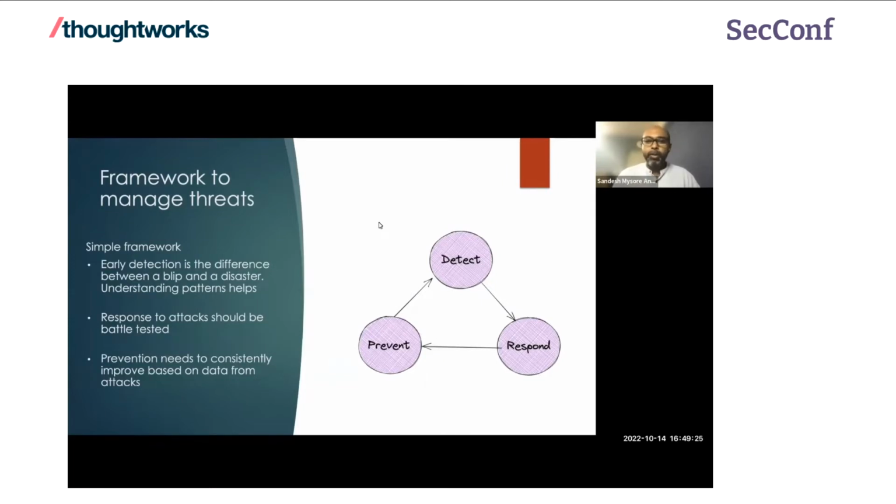So, a simple way of thinking about managing critical threats, like DDoS, data exfil, etc., is to think of detect, respond, and prevent, right? So, when an attack happens, early detection is everything, right? Detecting a DDoS attack within a few seconds is the difference between a little bit of a blip here and there versus an absolute disaster, right? So the first few minutes, the first few hours, depending on what kind of attack we're talking about, can make all the difference. So early detection is very, very important, and you need to build your systems to be ready for that.